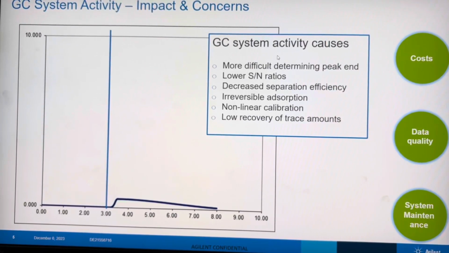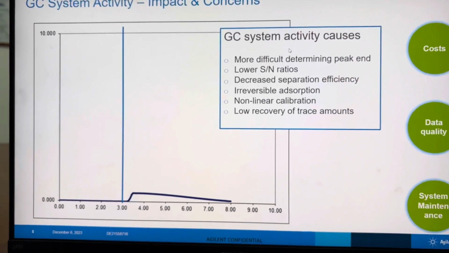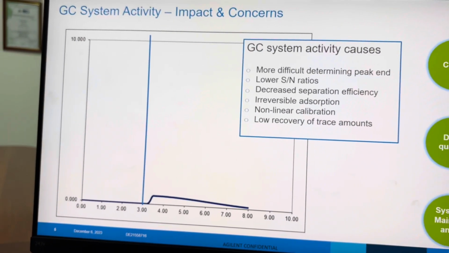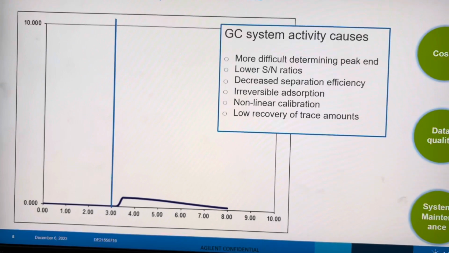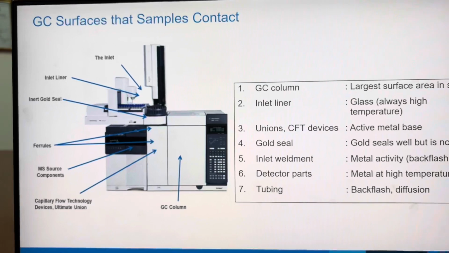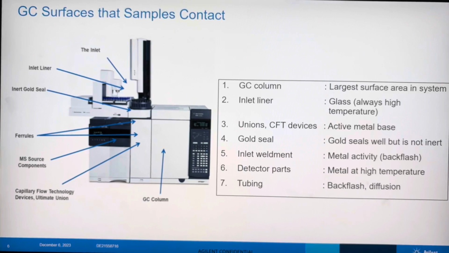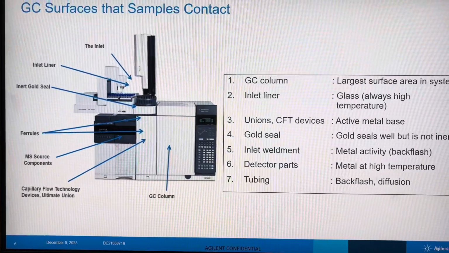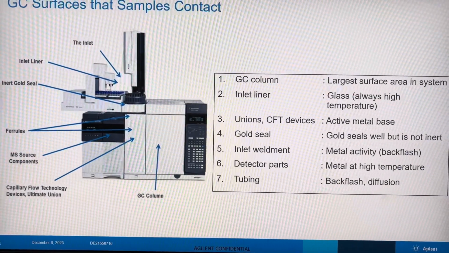What are the reasons for these things, and which part of our GC system influences these kinds of problems? You can see here the GC surfaces which come into contact with the sample. In the inlet we have a liner, gold seal, O-ring, and septa, and after that the sample goes to the column through the connector.